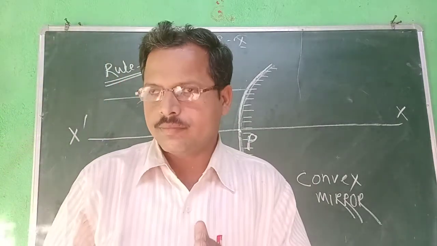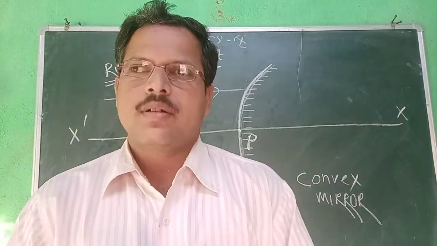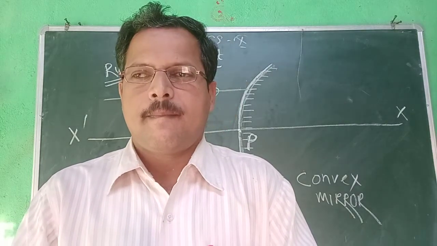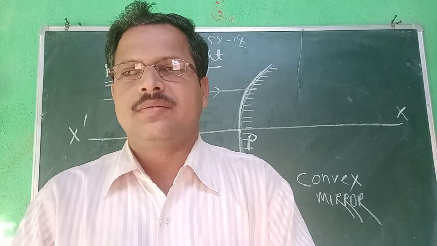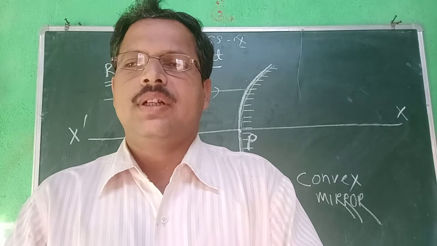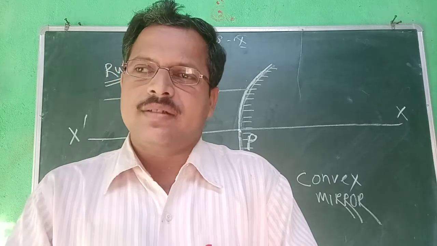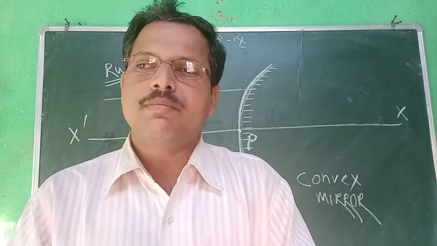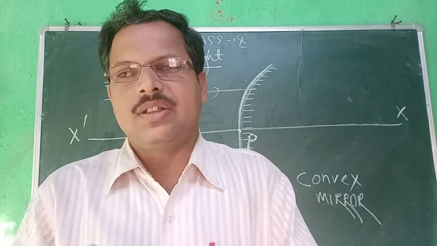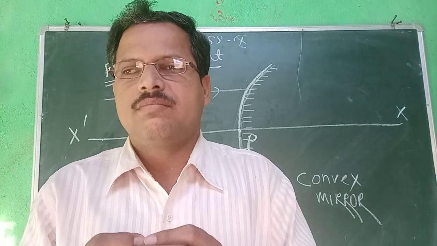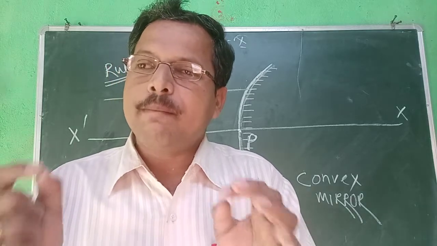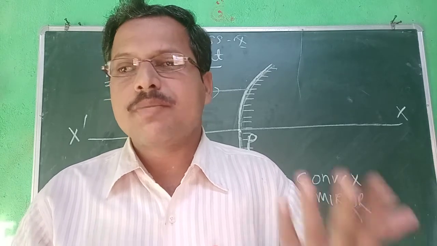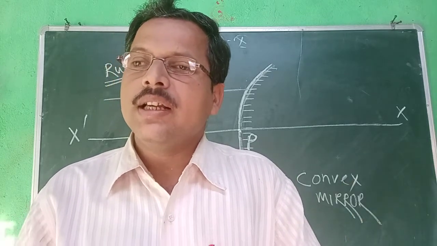Rule 1. What happens when a ray coming parallel with the principal axis gets reflected on a convex mirror? Just remind what we read in case of a concave mirror. What happens when a beam of light coming parallel with the principal axis is reflected? It passes through the principal focus.